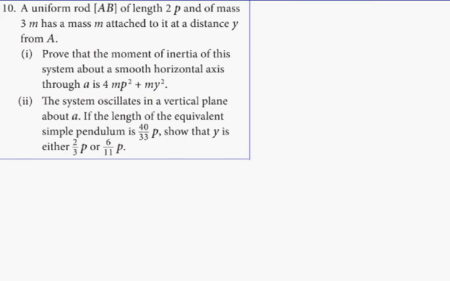Now, a uniform rod AB of length 2p and mass 3m has a mass m attached at a distance y from A. Alright, so basically what it wants from me is a line from A to B. It's of length 2p. Okay, this is point A here, point B here. Now the problem with this question is the point mass is in the middle somewhere.